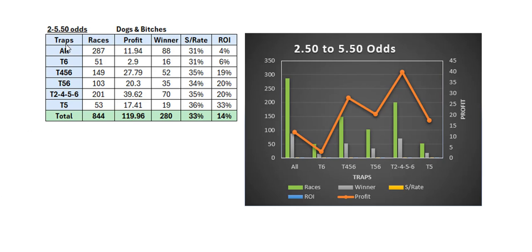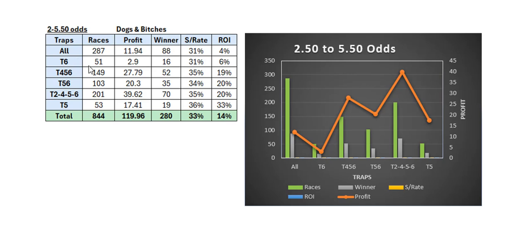So we can see down here in the traps, we've got all the traps. Now, if we use all the traps, so 1 through to 6, and they met those criteria that we just discussed up there, you can see this is the all. There were 287 races, of which we made a small profit of nearly 12 points, okay? We had 88 winners, so a strike rate of 31% and a return on investment after commissions of only 4%. So no big deal, no bells and whistles, nothing to write home about.